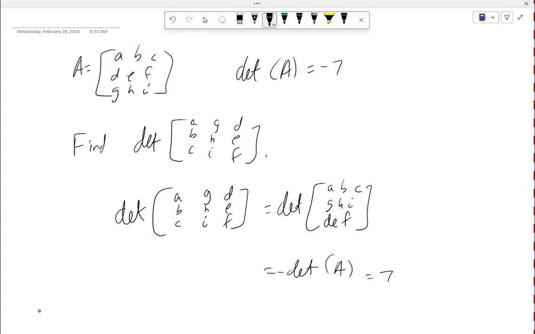You could have also done a column swap first and then transpose. Column swap has the same effect. The reason you can do column operations rather than row operations and have the same effects is because the determinant of the transpose is the same as the determinant of the original. So you do a column operation on the matrix, it's the same as doing an equivalent row operation on the transpose. So swapping 2 columns makes the determinant negative as well. Other questions?